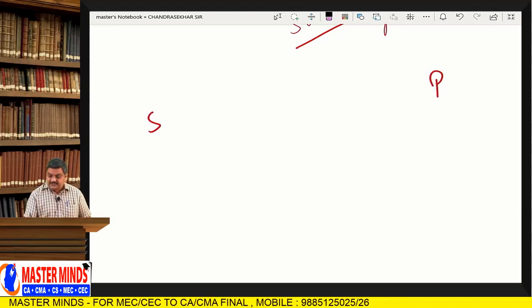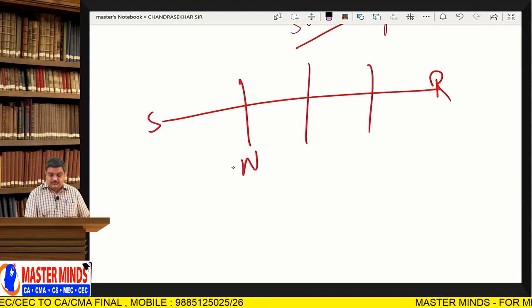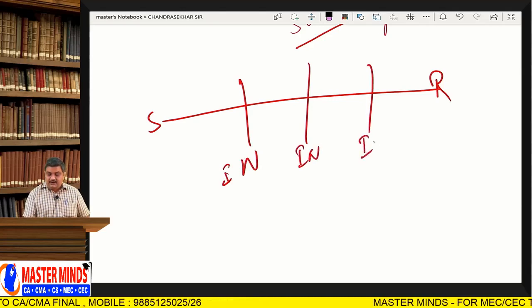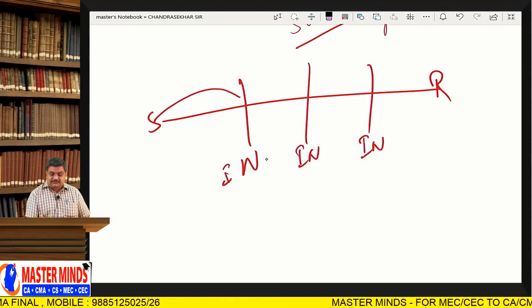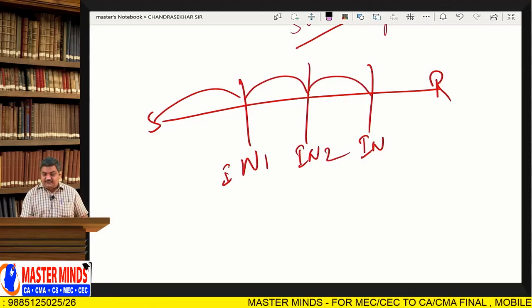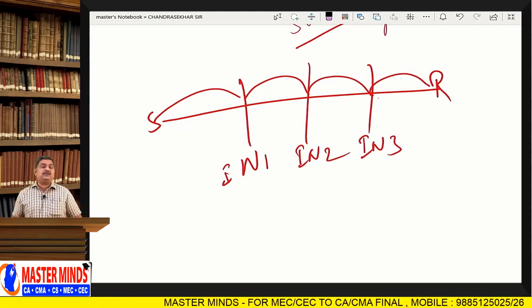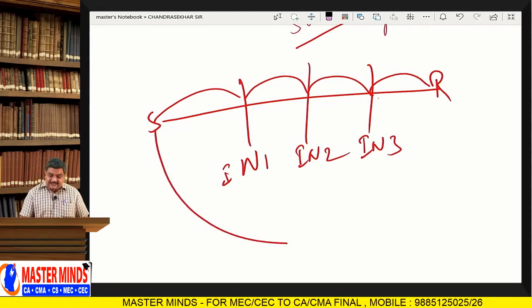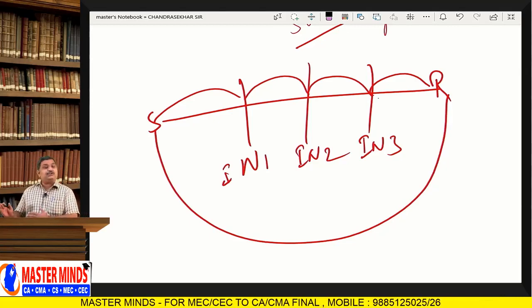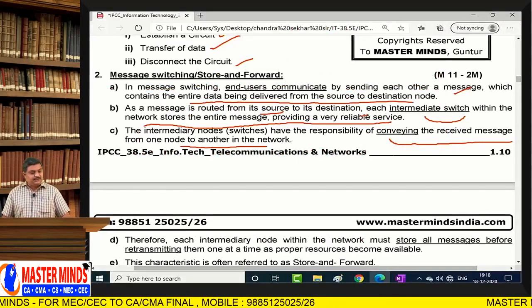That means, how does the message transmission happen? See, this is the sender and this is the receiver. Now, between the sender and receiver, there are some intermediary nodes. From the sender, first the message reaches intermediary node 1, and then intermediary node 2, and then from there it reaches intermediary node number 3, and finally it reaches the receiver. That means it will not be sent directly to the receiver. This does not happen in message switching. So this procedure takes place in message switching. That is what you need to understand.